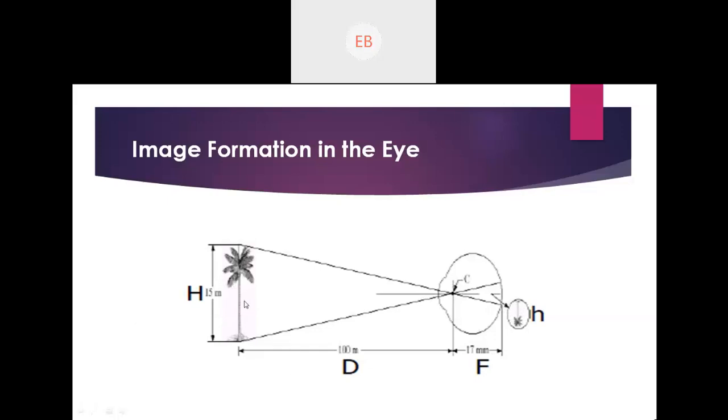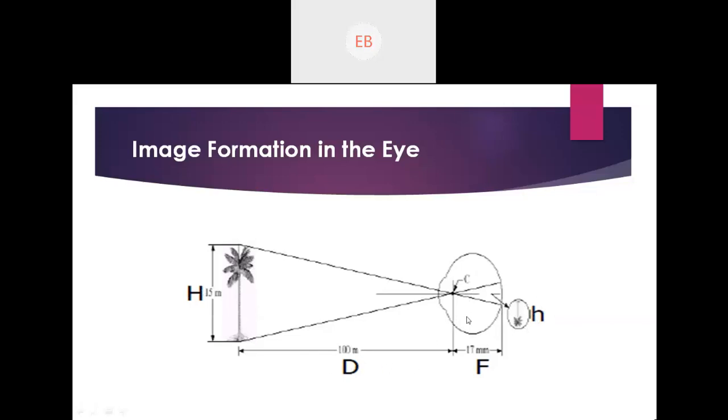So capital H is the height of the image which is being captured by the human eye. That is, we are able to see this image which is 100 meters away with a height of 15 meters, but the actual height of the image is small h. Small h is the original height of the image, and capital H is the image which is perceived by the human eye. And d, what is d?